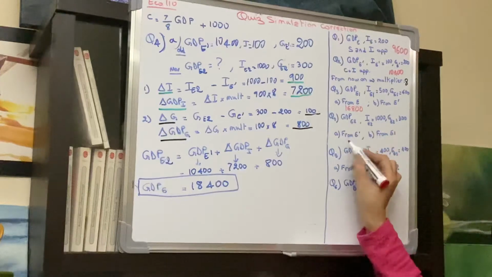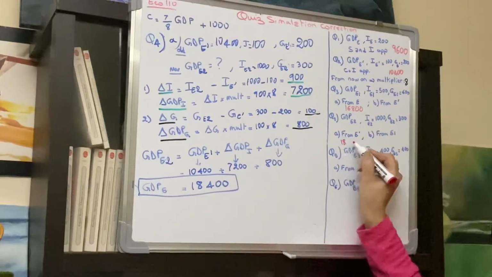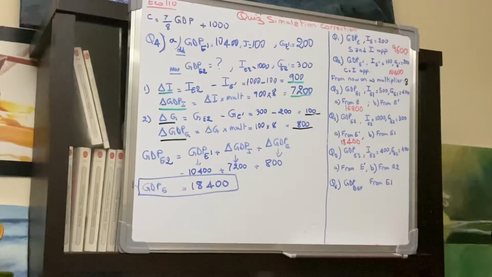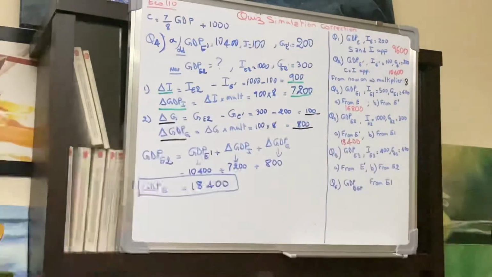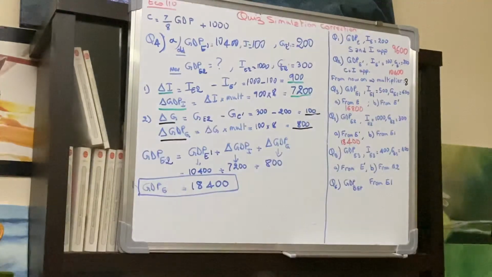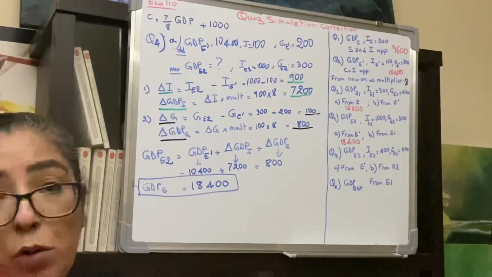18,000, where am I here? 18,400. Now let's do it from E1. Let me check the length of the video. It's kind of long. We're going to have a problem uploading.